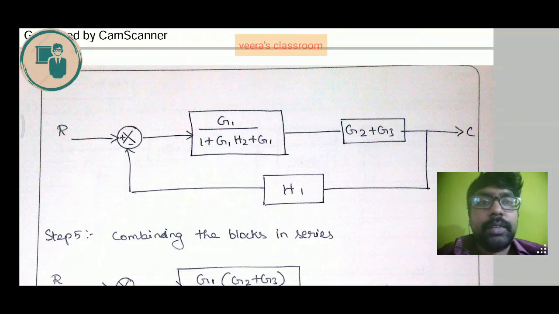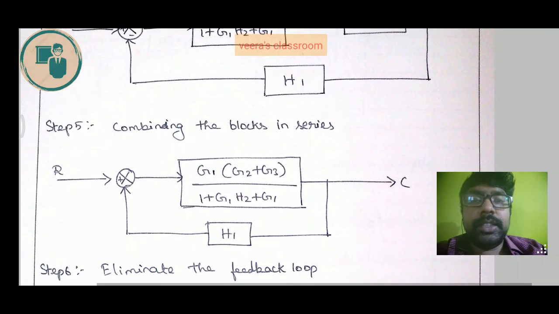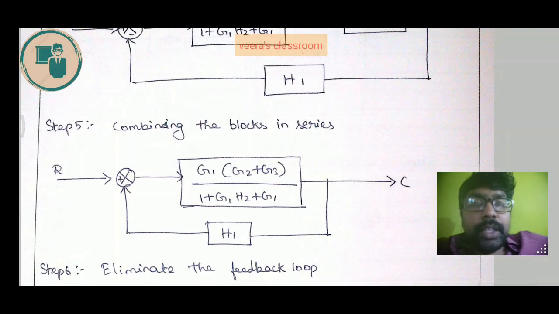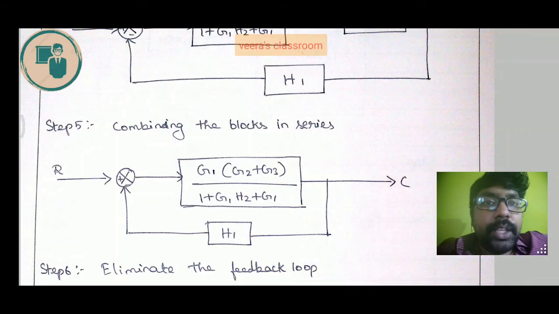Next step, we have another feedback loop. Before going into the feedback loop, you can find that the two transfer functions G1 by 1 plus G1 H2 plus G1, and G2 plus G3 are in series. If they are in series, we just multiply those terms. So we combine the blocks in series and write it as a single block in step 5. In step 5 it is G1 into G2 plus G3 divided by 1 plus G1 H2 plus G1. The feedback element is H1. Now the final step is eliminating this feedback loop.